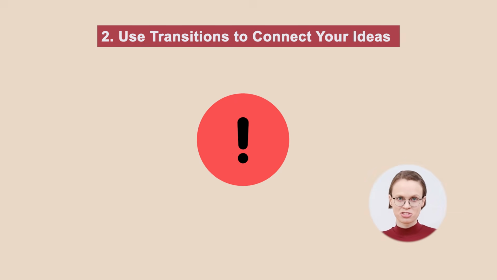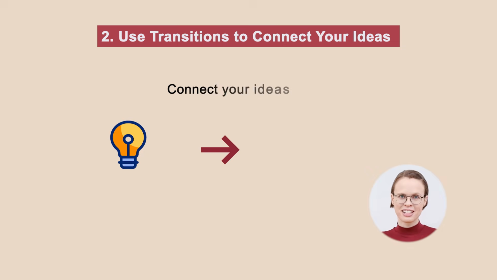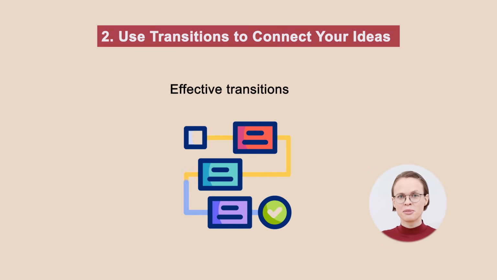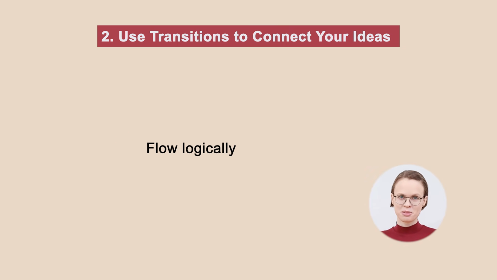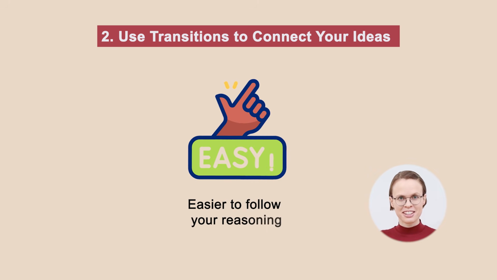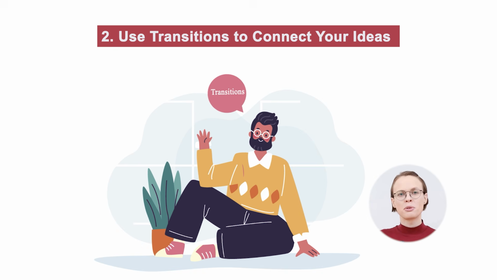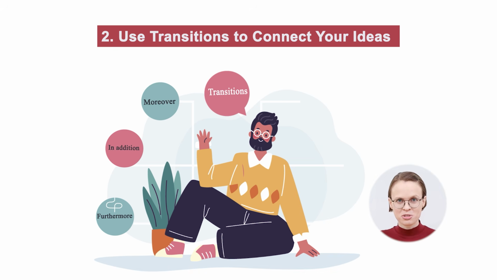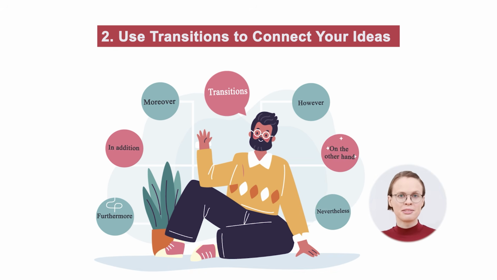Tip number 2 is crucial. Use transitions to connect your ideas smoothly throughout your response. Effective transitions help your contribution flow logically from one point to the next. As a result, they make it easier for the TOEFL examiners to follow your reasoning. For introducing your first point, you can use words like first or to begin with. For adding information, try moreover, furthermore, or in addition. And for showing contrast, use however, on the other hand, or nevertheless.